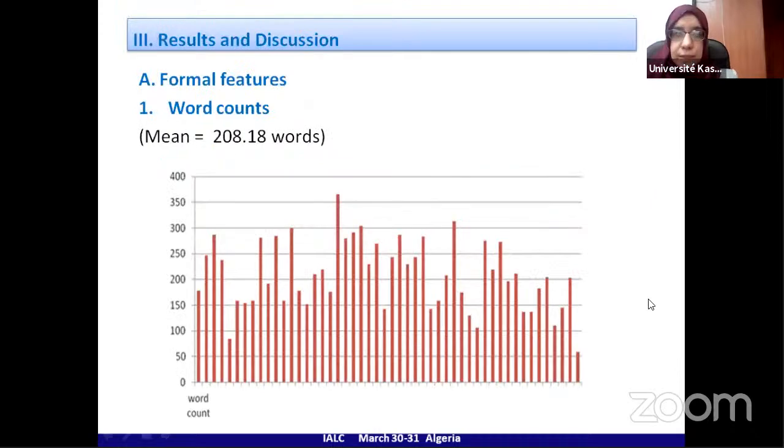The results now, you see here something about the formal features, the word counts. You see in this graph, variety in the number of words. There are some abstracts which exceed 300 words, which was required, while others contain a very, very limited number of words, sometimes less than 100 words.